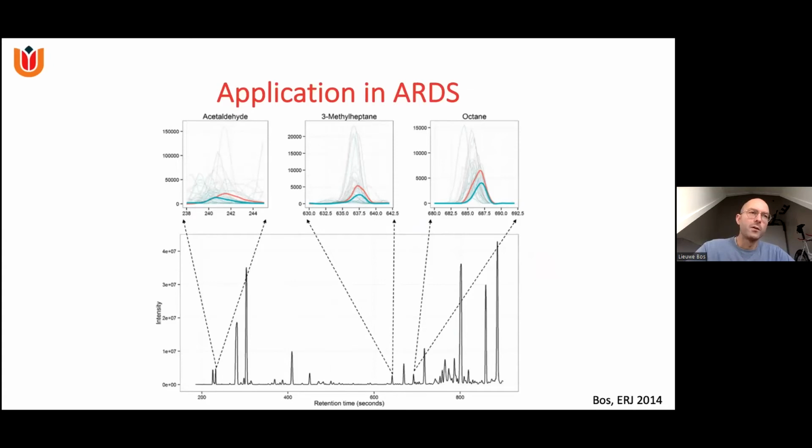Octane, we all know, of course, from the petrol industry, but I should emphasize that these patients were not walking around, so they were not exposed to petrol gases. And in these patients, octane probably results from the lipid peroxidation of oleic acid, which has been shown to be a predominant feature of patients with ARDS.